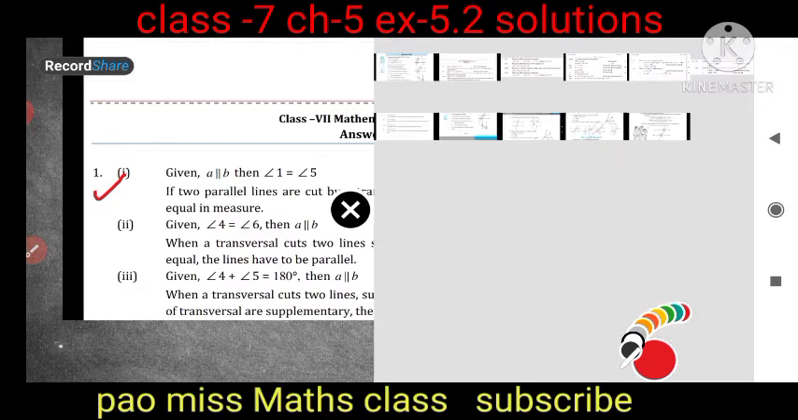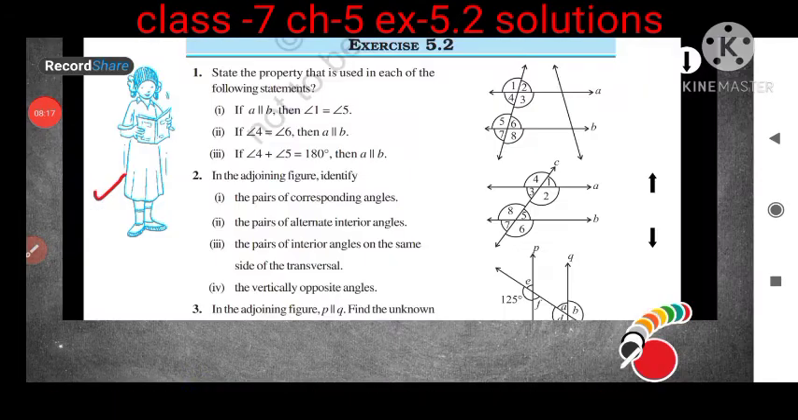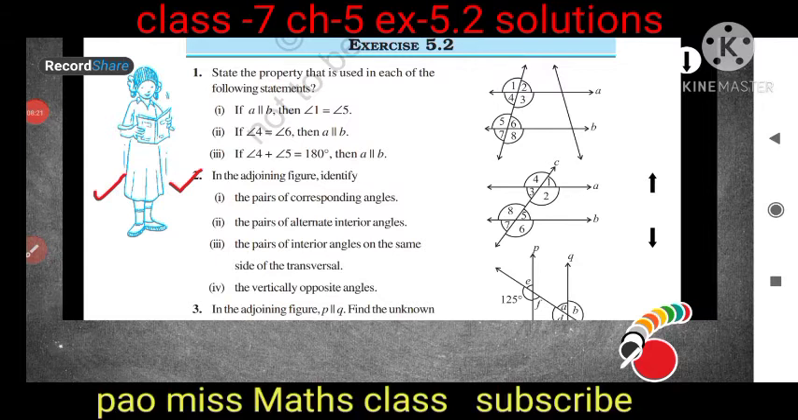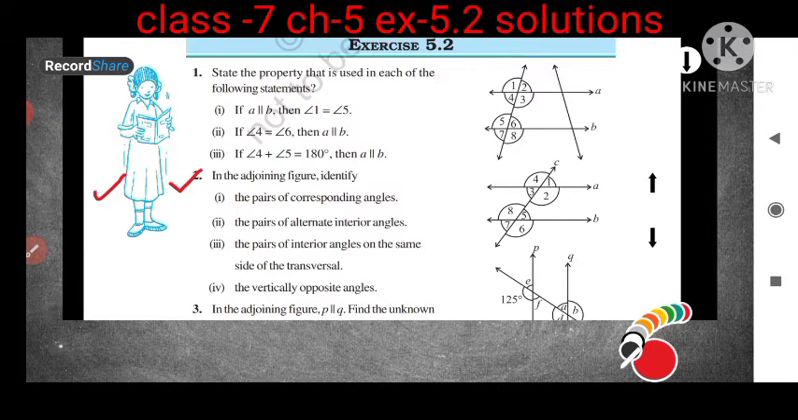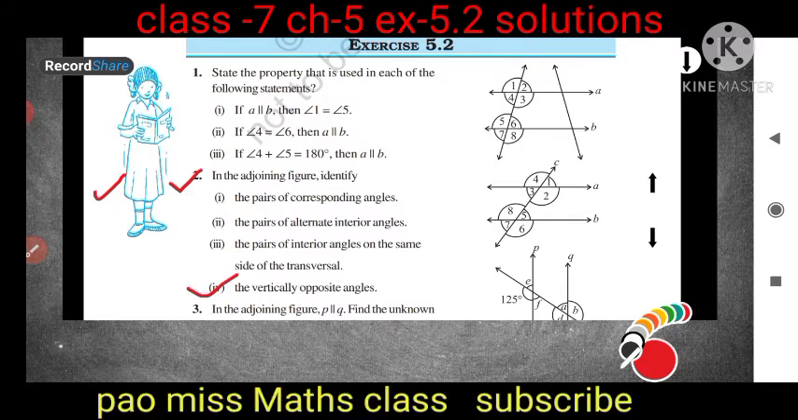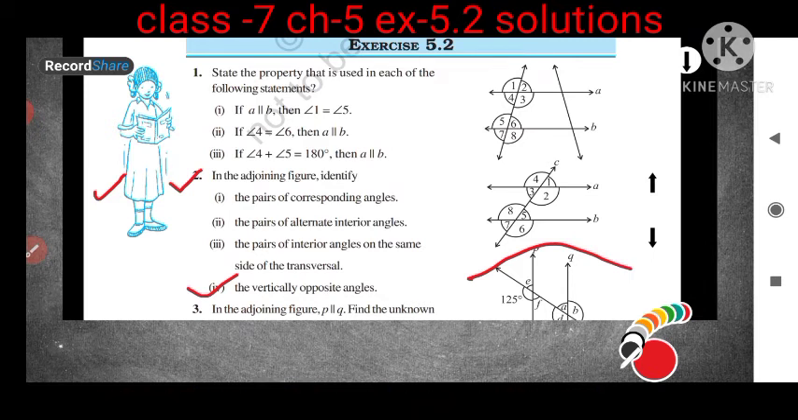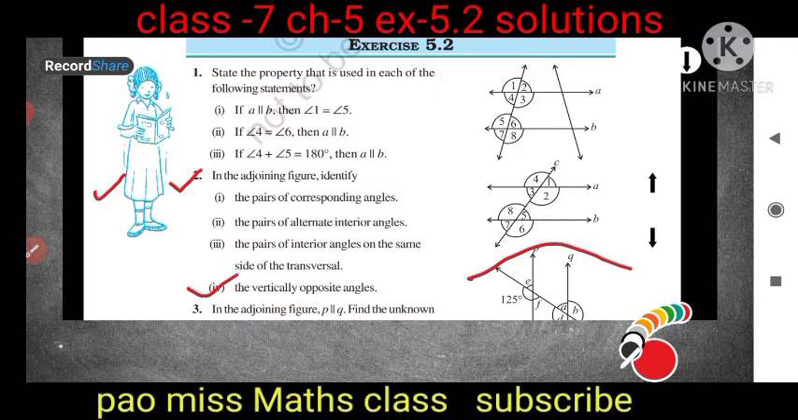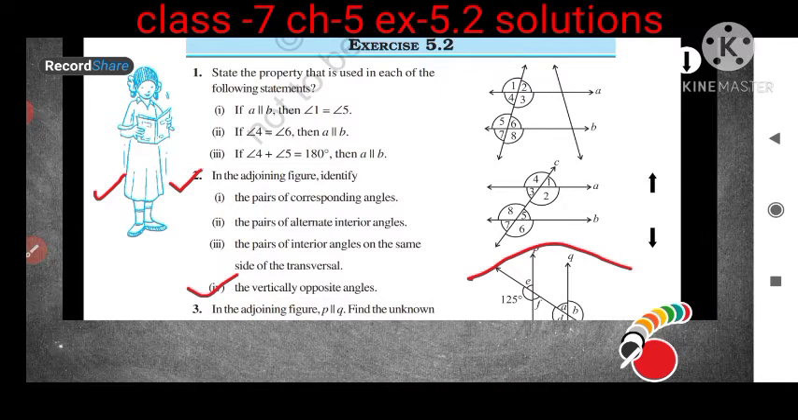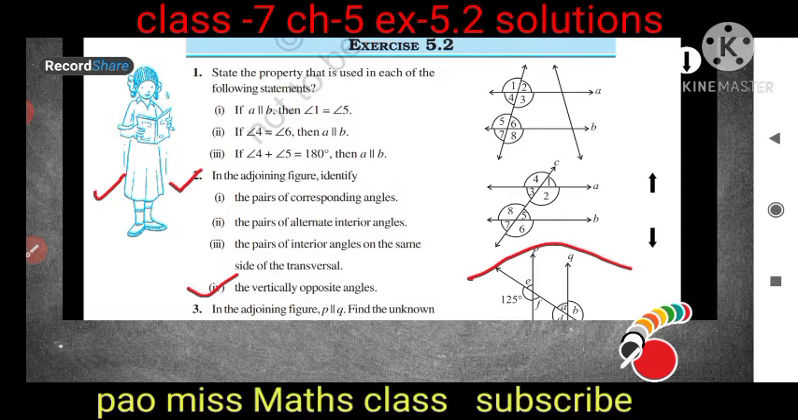Now question number 2. In the adjacent figure, identify the pair of corresponding angles, the pair of alternate angles, the pair of interior angles on the same side of the transversal, and the vertically opposite angles. From this figure, I will give this question as homework. Now this is just like the explanation. In the starting I have explained corresponding angles and alternate angles.